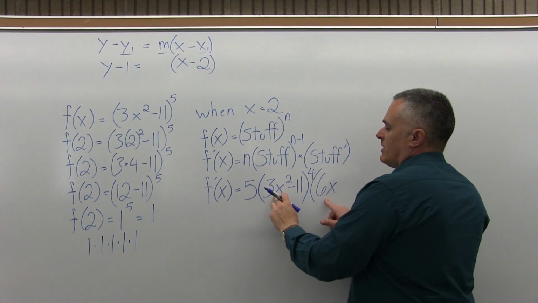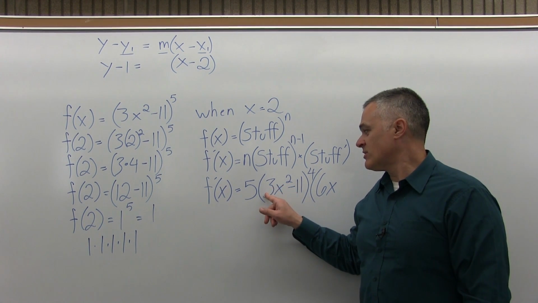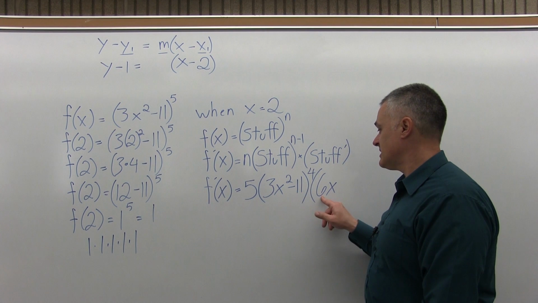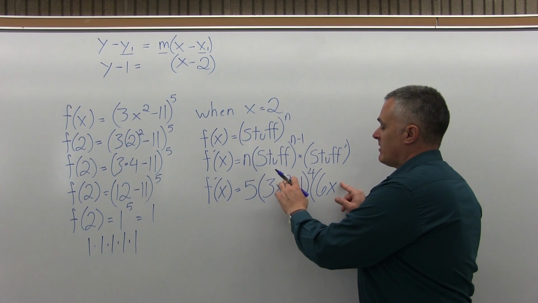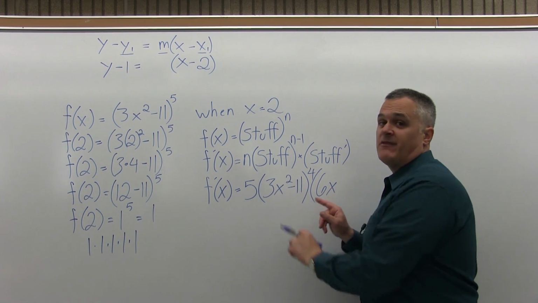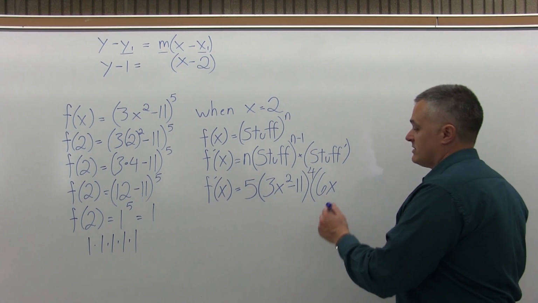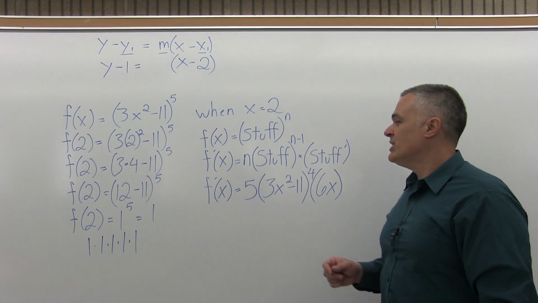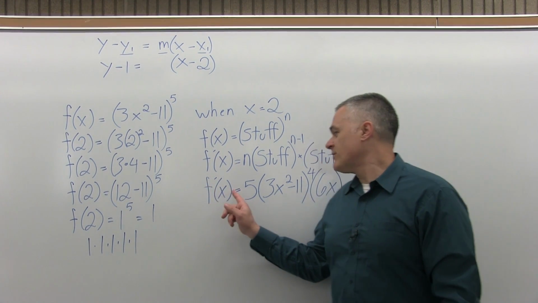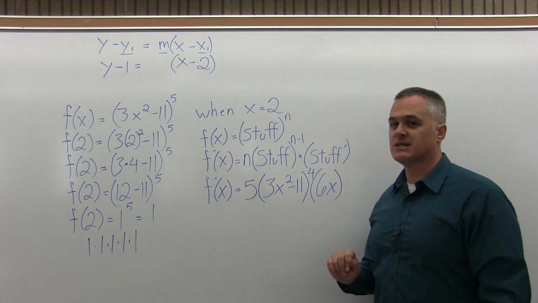Now where that's coming from, the 3x squared, the exponent of 2 comes down times the number in front, which is 3. 2 times 3 is 6. X to one less power, that second power drops down to a first power. The minus 11 has no x with it, so its derivative is 0. So the stuff prime is just 6x. So there's my derivative. F prime of x equals 5 times (3x squared minus 11) to the 4th times 6x.